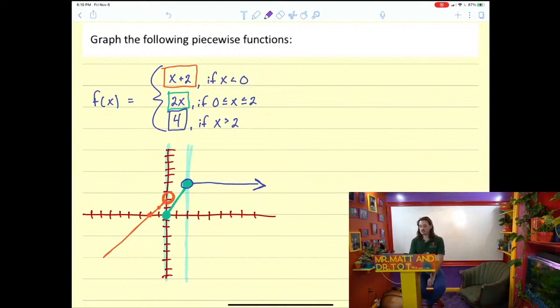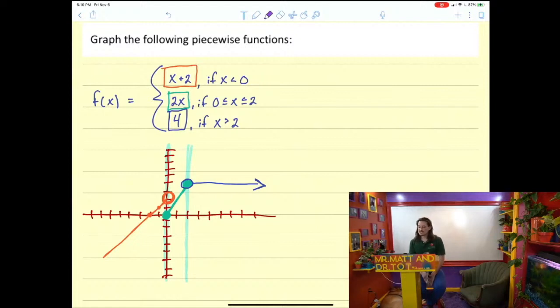So the first function exists only when x is less than 0. So 0 is a bound. So I highlighted that value, x is equal to 0. Then also 2 is another bound because the second function occurs between 0 and 2 inclusive. So I marked off 2, and then the third function occurs in all x values greater than 2.